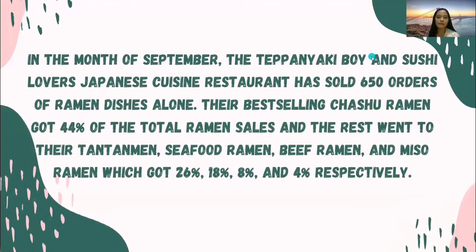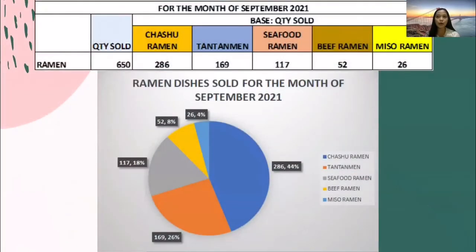In the month of September, the Teppanyaki Boy and Sushi Lovers Japanese Cuisine restaurant has sold 650 orders of ramen dishes alone. Their best-selling chashu ramen got 44% of the total ramen sales, and the rest went to their tantanmen, seafood ramen, beef ramen, and miso ramen, which got 26%, 18%, 8%, and 4% respectively. So how are we going to apply this data to our circle or pie graph?